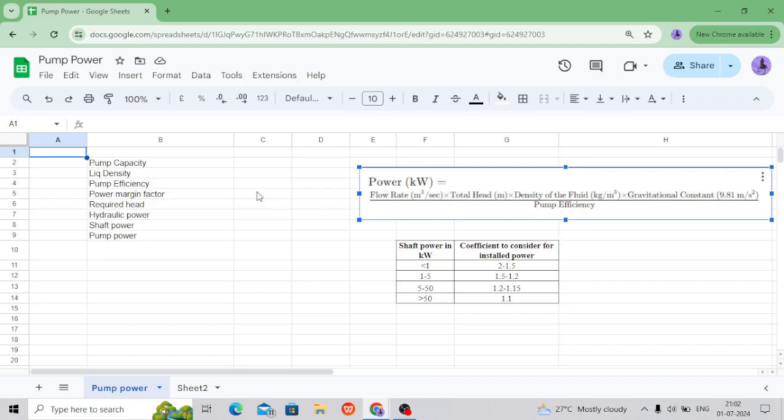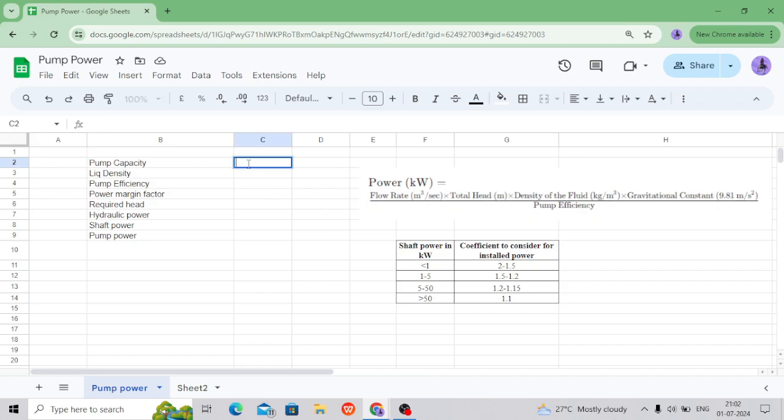Okay, so now let's get started with the pump calculation, and here we will consider an example for better understanding of the calculation. To start the calculation, the first term is pump capacity, which is the flow rate of the pump, and we will assume it to be around 65, and the unit will be meter cube per second. I think that 65 meter cube per second will be a very big flow rate, so let us assume it to be 0.02 meter cube per second.